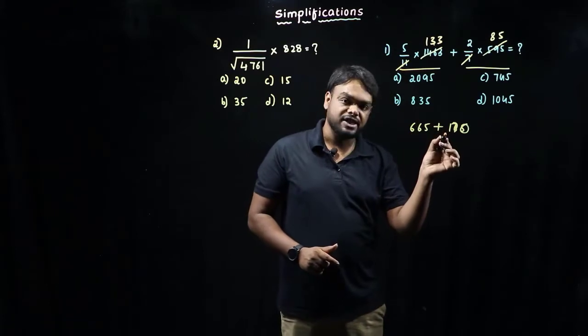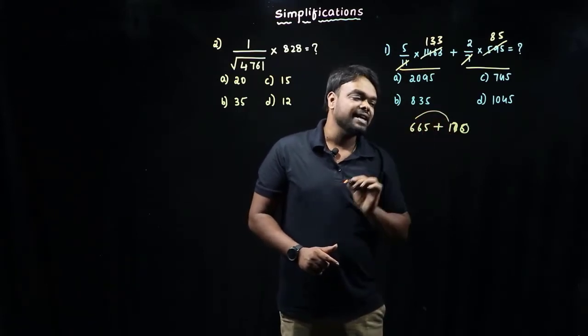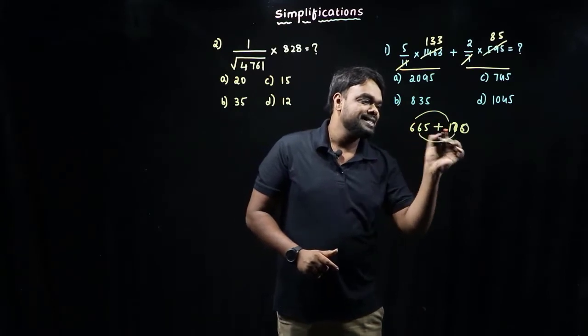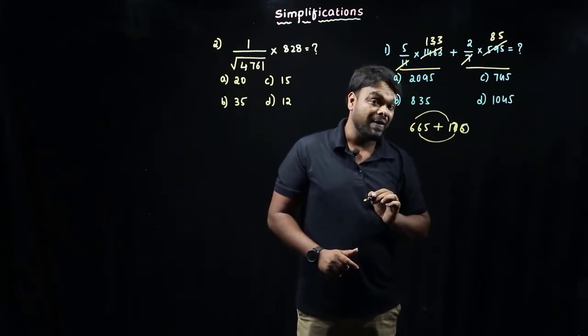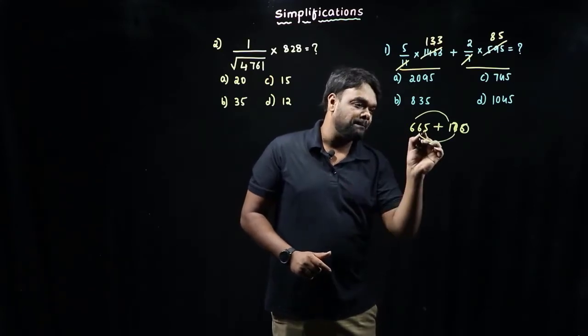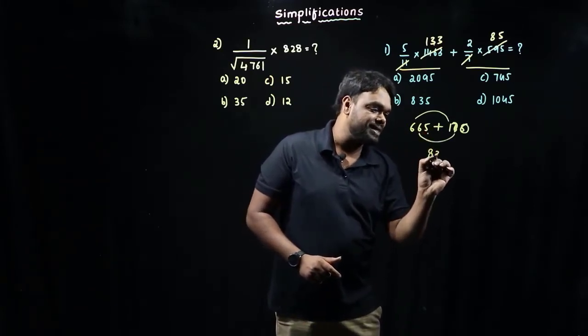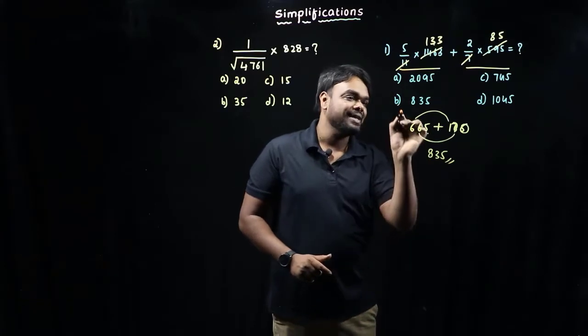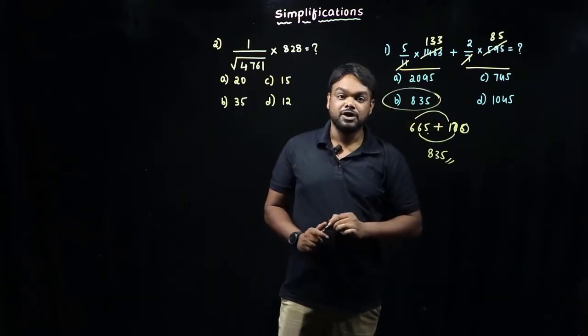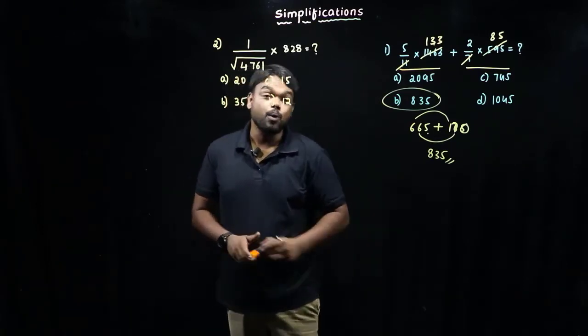Now if we add these two things, 600 plus 100 is 700, 60 plus 70 is 130, 130 plus 700, 830 plus 5 here, that should give us 835. So in that case, option B must be our answer. Now if you look at the second example, what does it say?